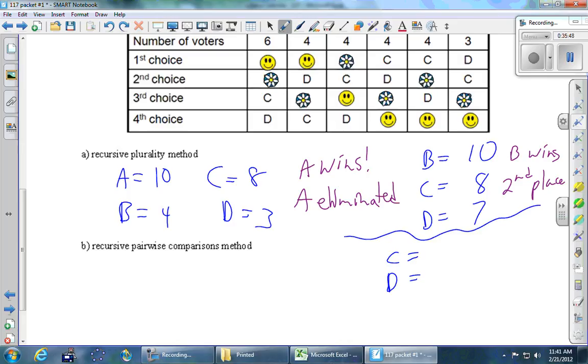I get 14 to 11. Is that right? No, I did not get 14 to 11. Maybe I should just yell out when I'm wrong. All right, so what's the right thing here? 18 to 7? Is that better?